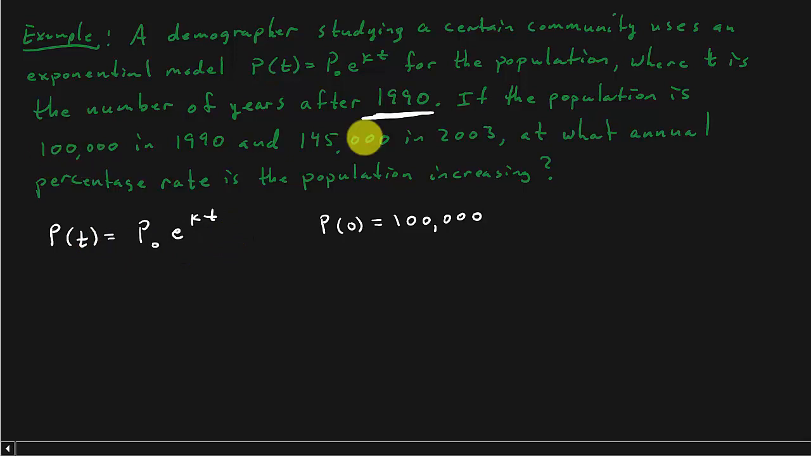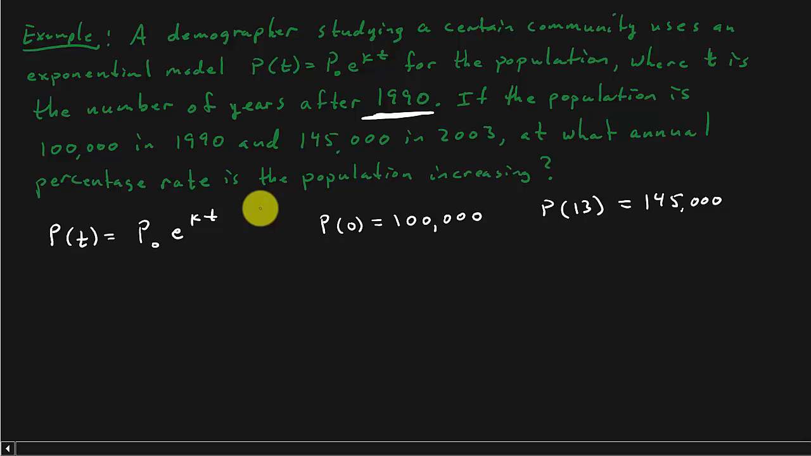And then for this one, 145,000 in 2003. Well, 2003 is 13 years after 1990. So if I plug 13 in for t, I should get 145,000 as an answer. So basically it's saying, at what annual percentage rate is the population increasing? So we need to find k.